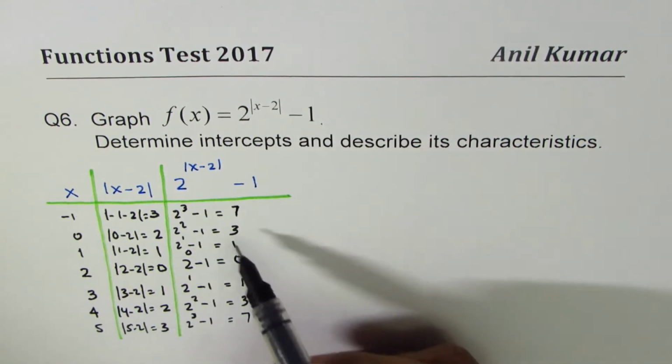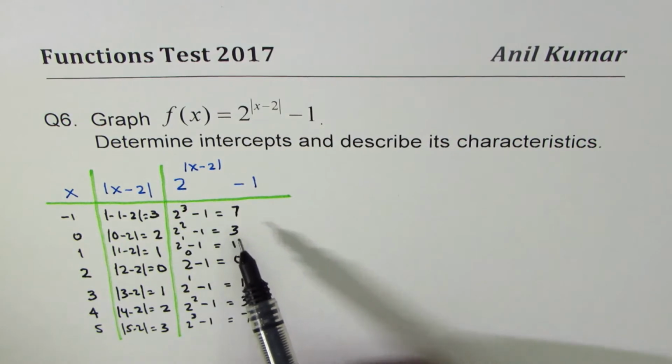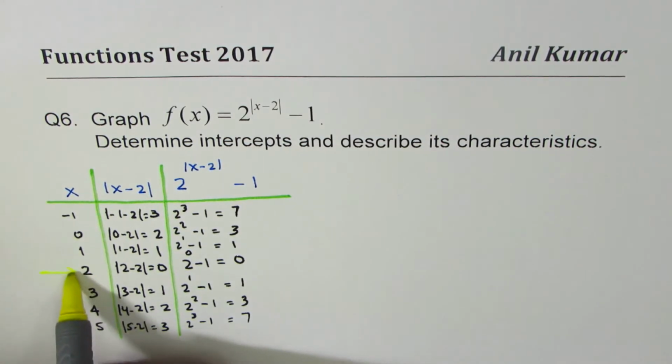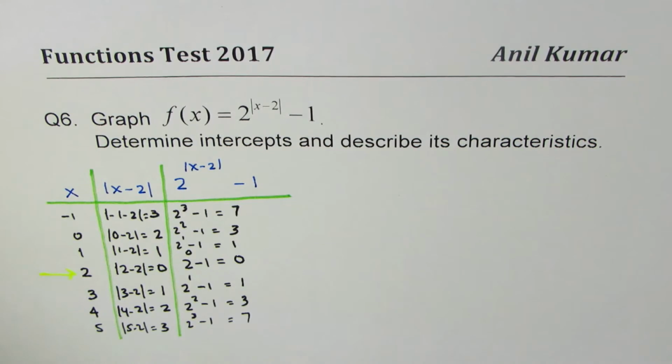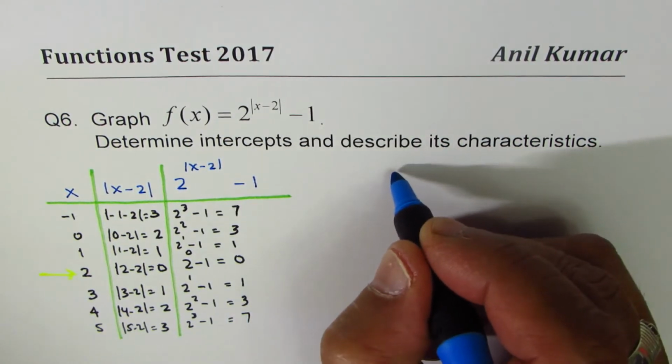Correct? So it has a kind of even symmetry, but I shouldn't say even. It is symmetric about x equals 2, right? It's symmetric about this value, x equals 2. Now it's an exponential function, symmetric about x equals 2. Let us sketch this function. What we observe here is that all values are positive, right?